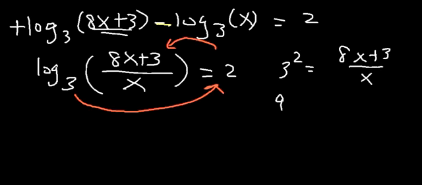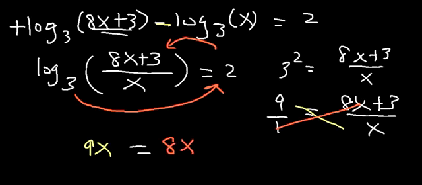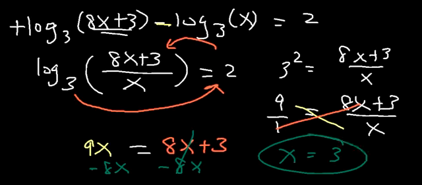3 squared is 9, but I'm going to write it as 9 over 1. Whenever you have two fractions separated by an equal sign, cross multiply. So 9 times x is 9x. Don't forget the equal sign. And then 8x plus 3 times 1 is just 8x plus 3. So let's subtract both sides by 8x. So that cancels. 9x minus 8x is 1x. So 1x is equal to 3. That's the answer.